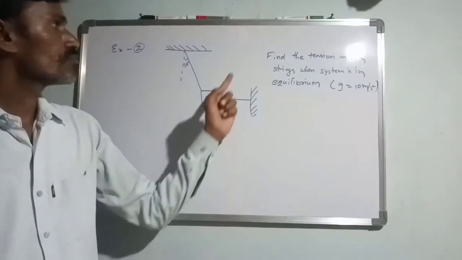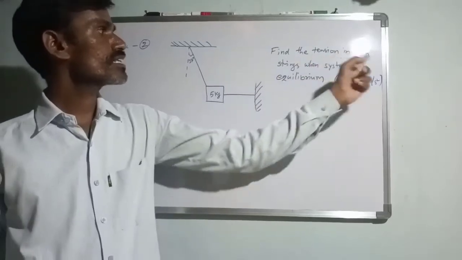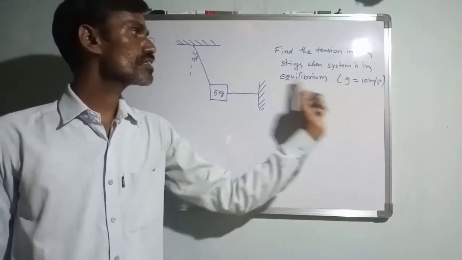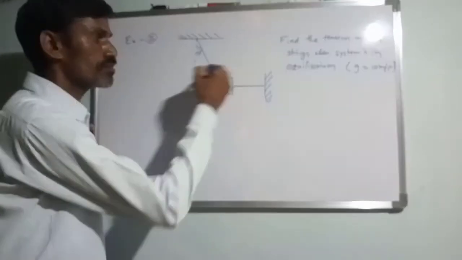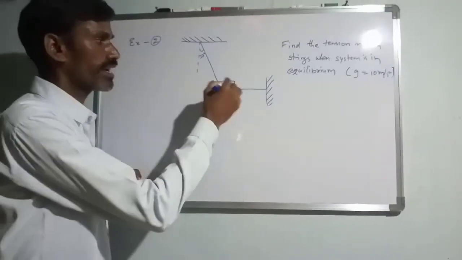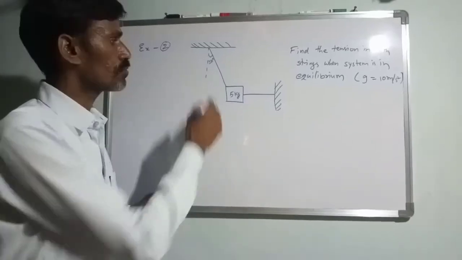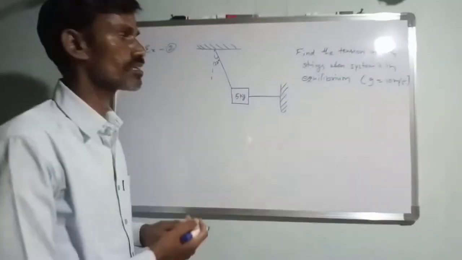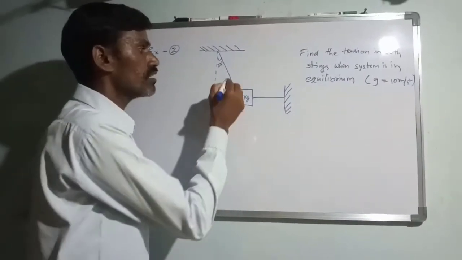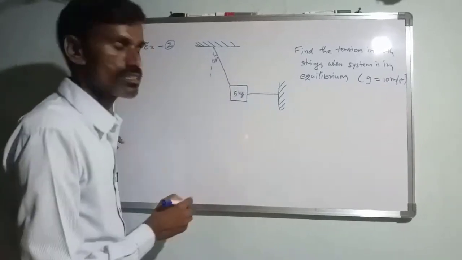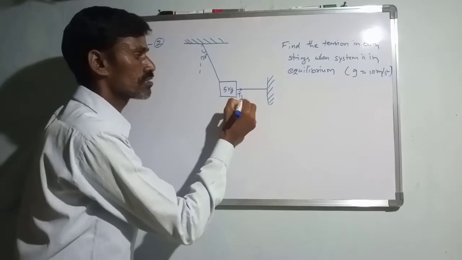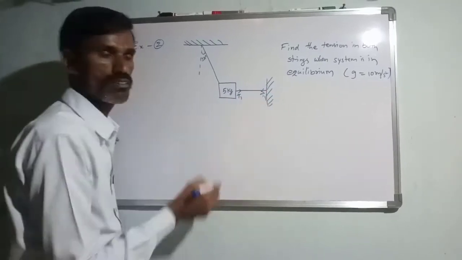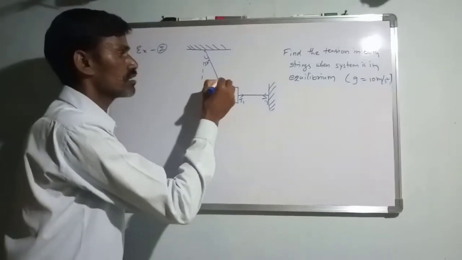The next problem is, find the tension in both the strings when the system is in equilibrium. So this is the system. In this, a 5 kg mass is hanged with the help of two strings from the rigid support. Now we find the tension in the two strings. Suppose the tension in one string is T1, and the tension in the other string is T2.